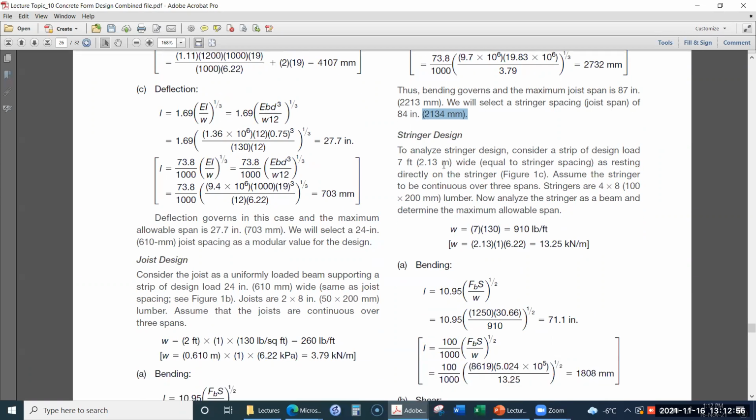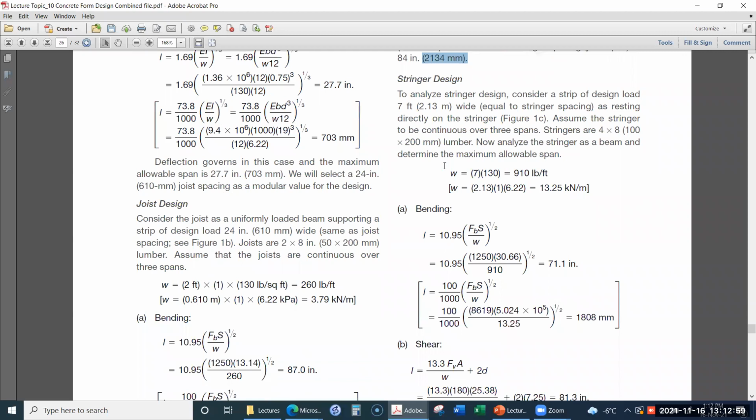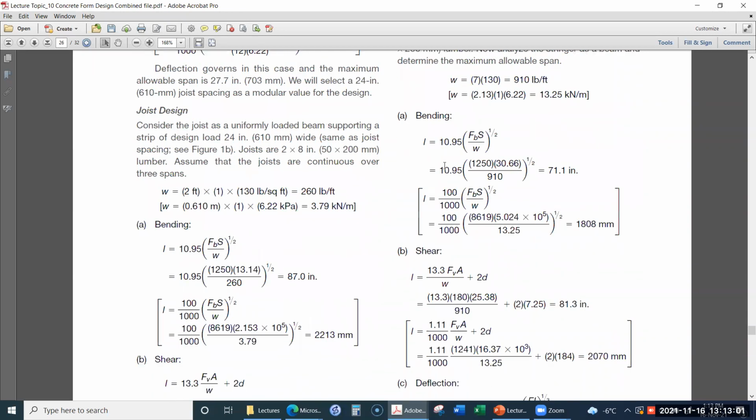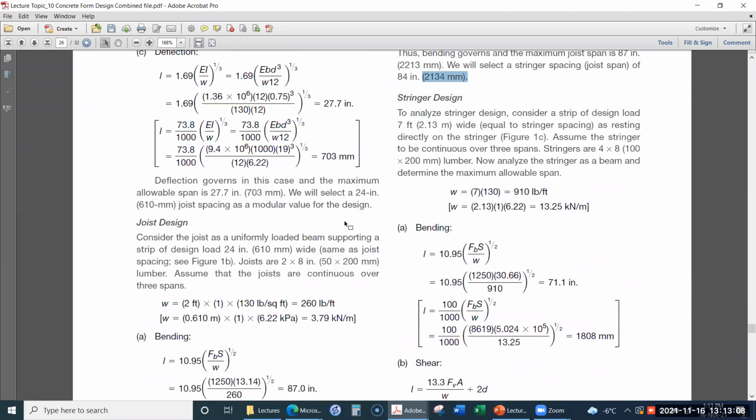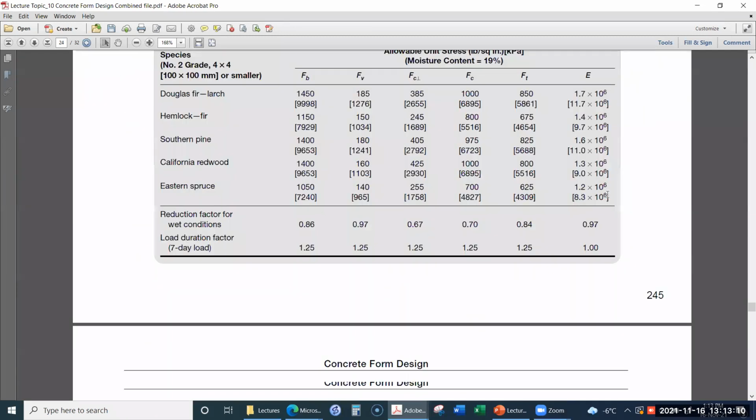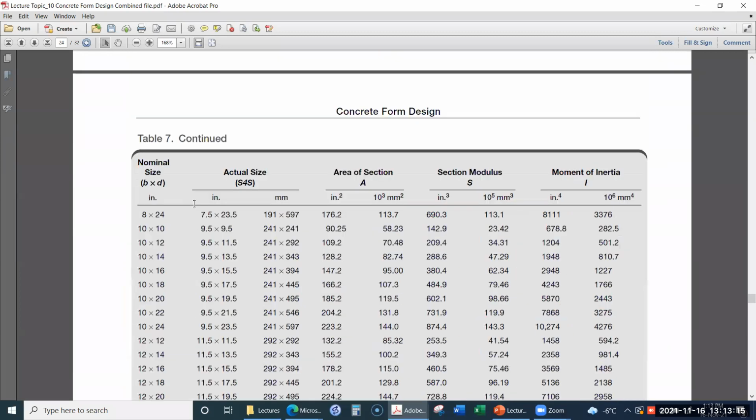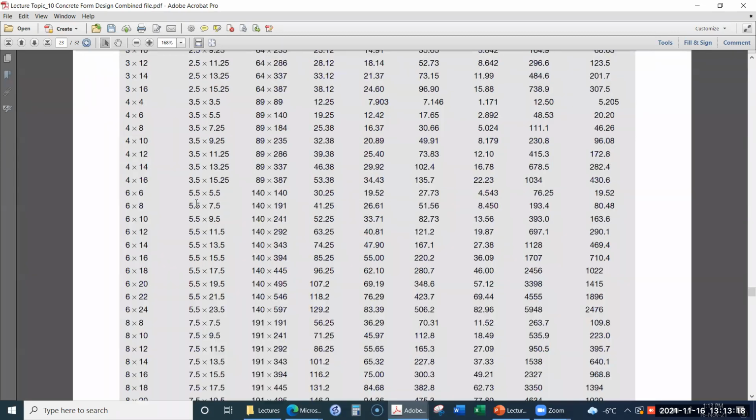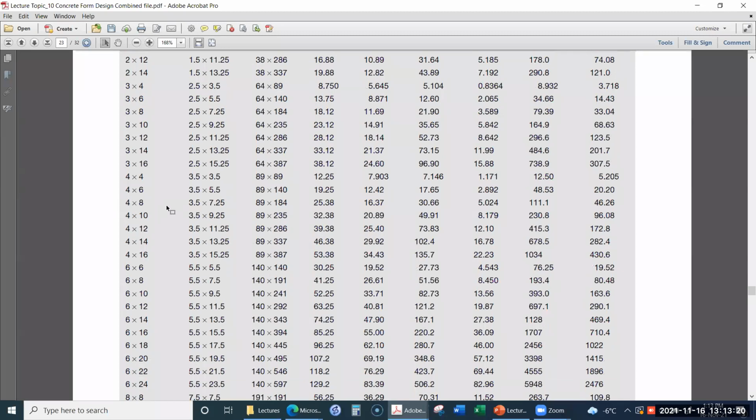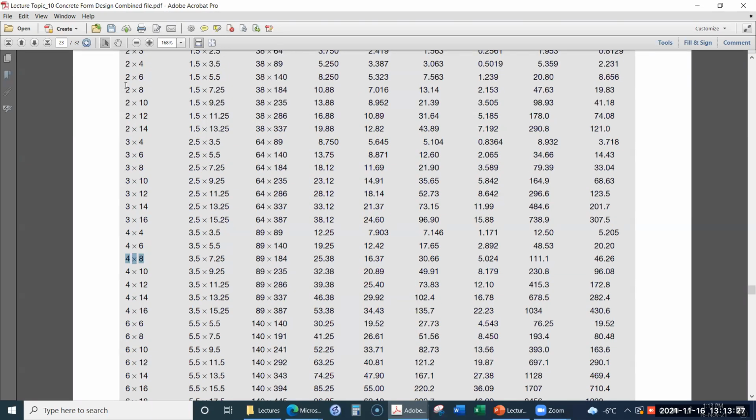In a similar way, we can do the stringer design, using the same set of equations. But remember that the stringer section is not 2 by 8, the stringer section is 4 by 8. So we will use the properties of 4 by 8 sections in this table. For the joists, we use the properties of 2 by 8. For the stringer, we will use the properties of 4 by 8.